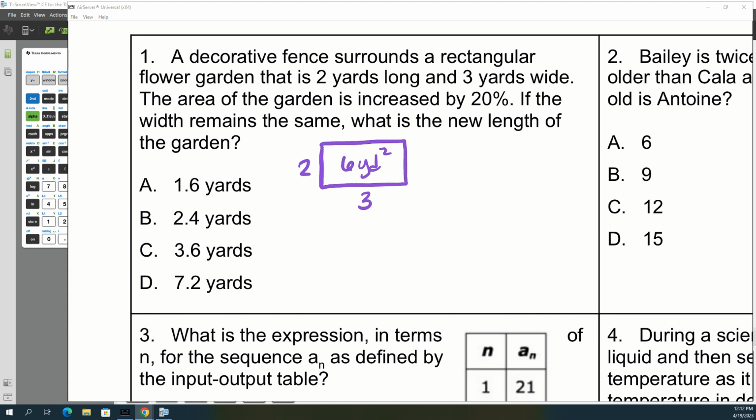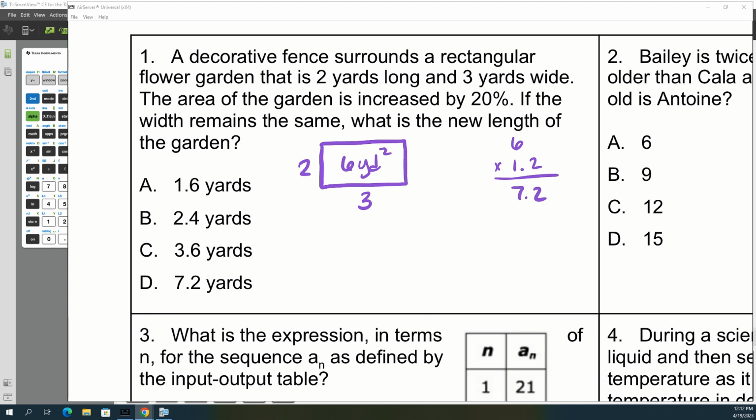All right, so the area of the garden is increased by 20%. And so to increase something by 20%, I think the quickest way to do that is to take that 6 and multiply it by 1.2. So to increase by 20% is 1.2, by 50% it'd be 1.5, by, I don't know, 75% it'd be 1.75 is what you would multiply by. And that's going to give you 7.2.